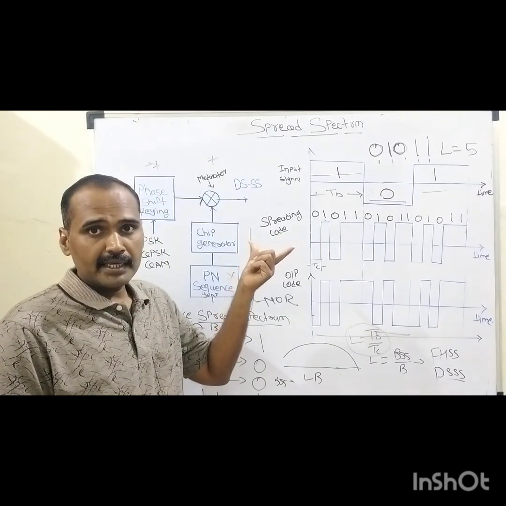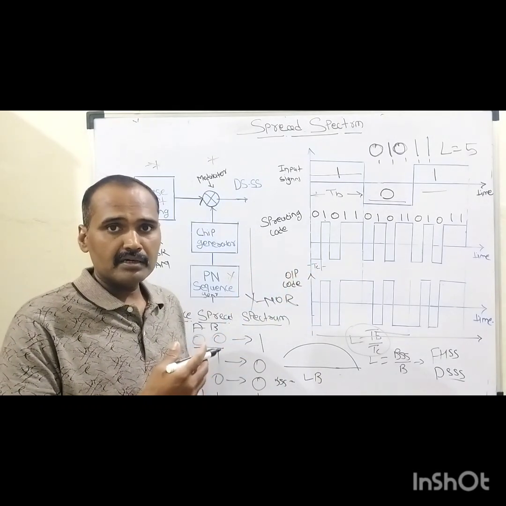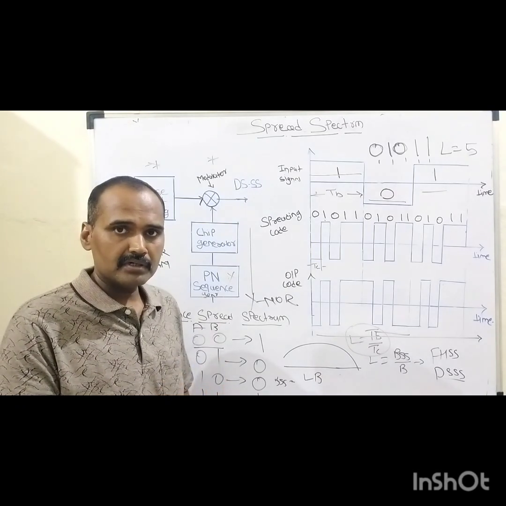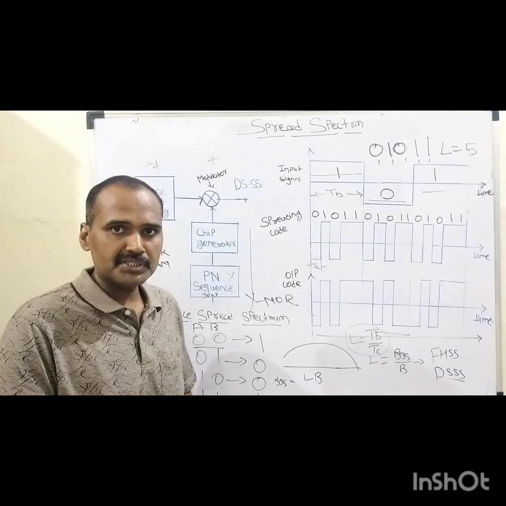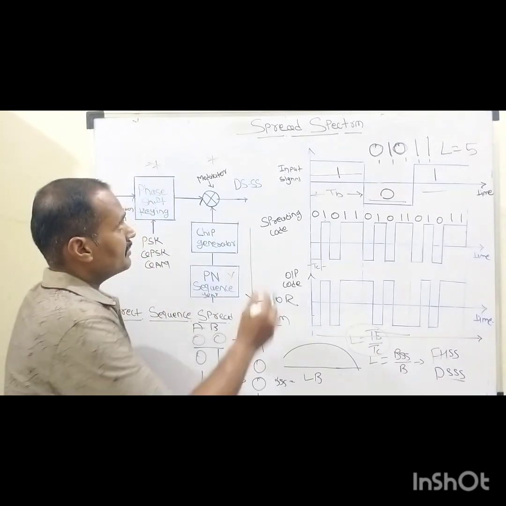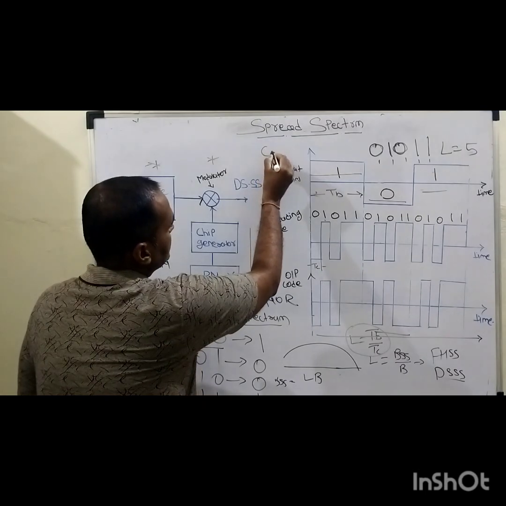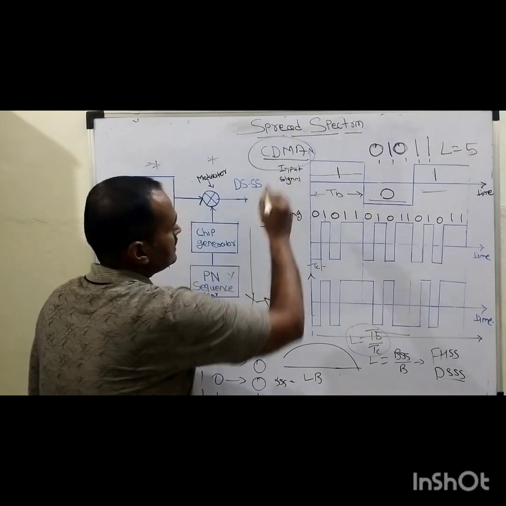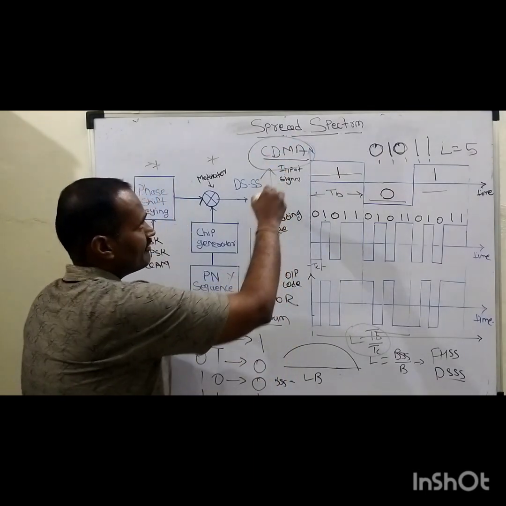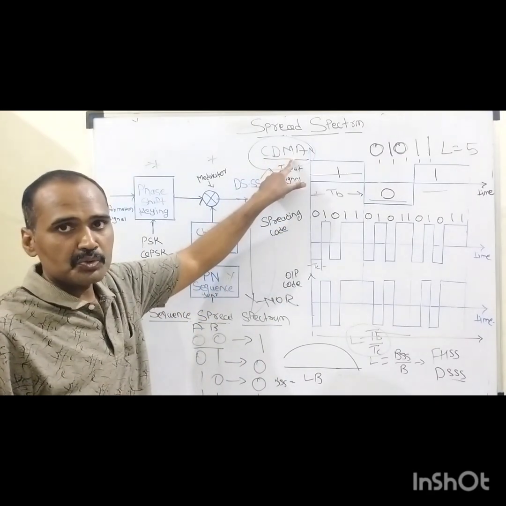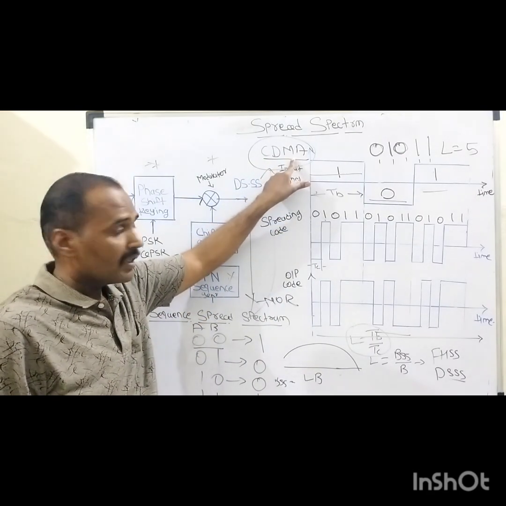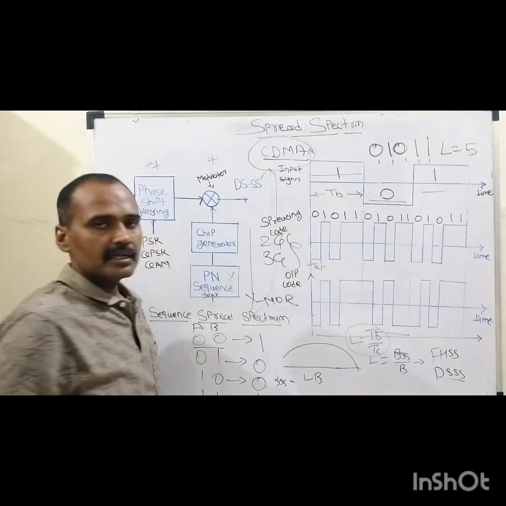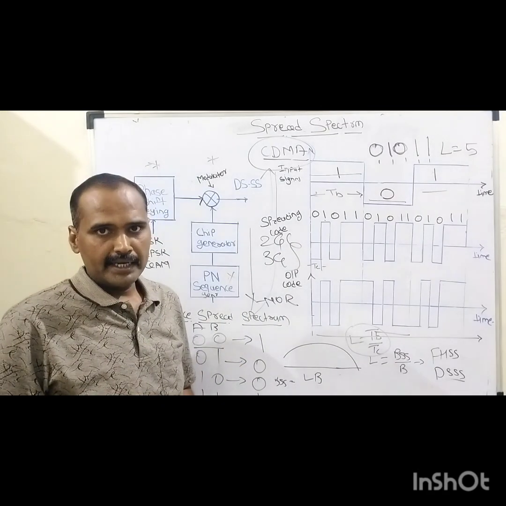This spread spectrum technique is adopted by different multiplexing or multiple access techniques. Multiplexing techniques are time division multiplexing or frequency division multiplexing. But the spread spectrum technique is adopted by the multiple access technique whose name is code division multiple access. So this direct sequence spread spectrum technique finds application in code division multiple access, which is used in 2G as well as 3G technologies in the telecommunication industry.